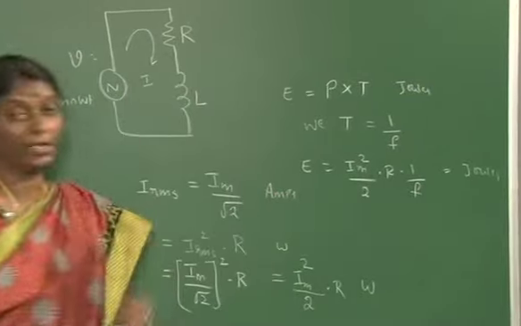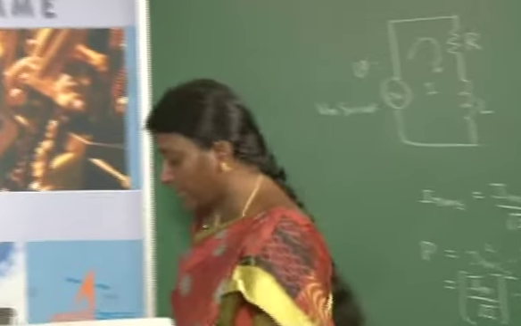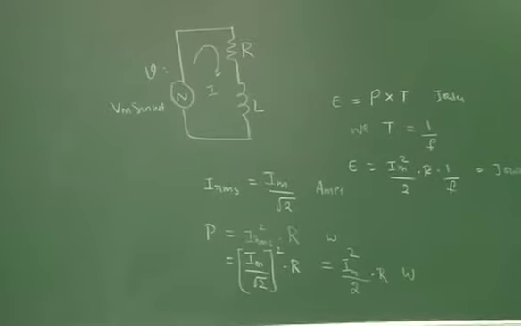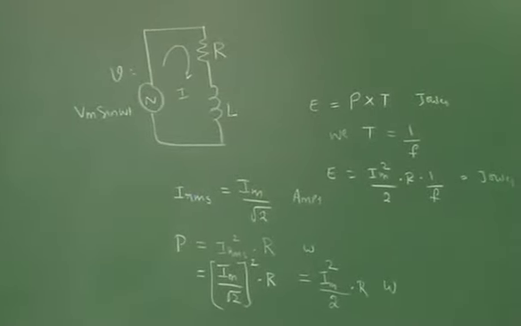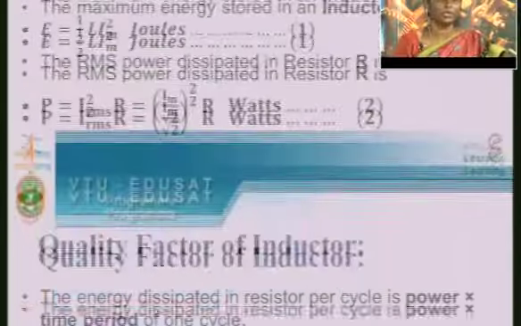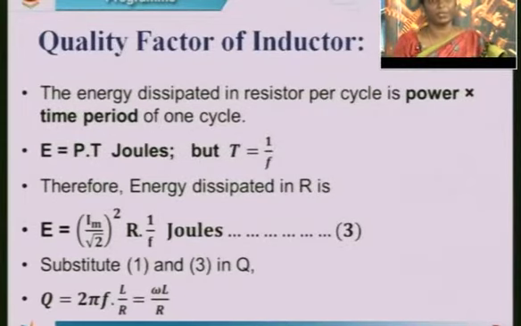So this is nothing but the energy dissipated in a resistor. We have equation 1, which gives the energy stored in a resistor, and we have the energy dissipated in the resistive circuit. Substitute these two equations, equation 1 and equation 2, into the equation for the quality factor.